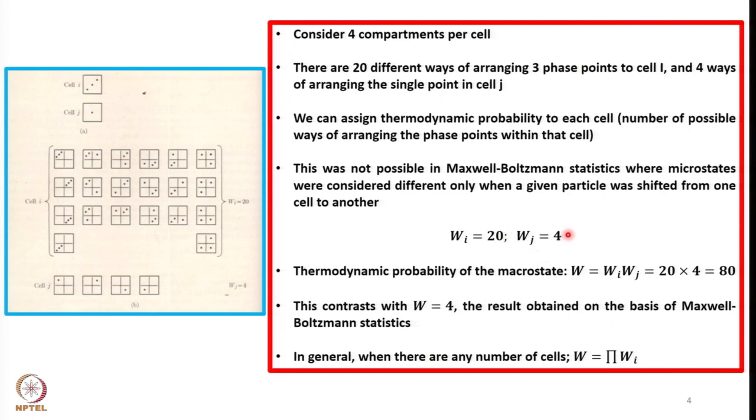Therefore, the total thermodynamic probability of the macrostate is going to be the product of the 2. That is, overall W is Wi times Wj. Wi is 20, Wj is 4, so in total it is 80. If you compare this with Maxwell-Boltzmann statistics, in that case we got W equal to 4. Here we are getting W equal to 80. See the difference. So, in general, when there are any number of cells, then overall W, that is the thermodynamic probability, is the product of the thermodynamic probability of each cell. Okay, so I hope this is clear.